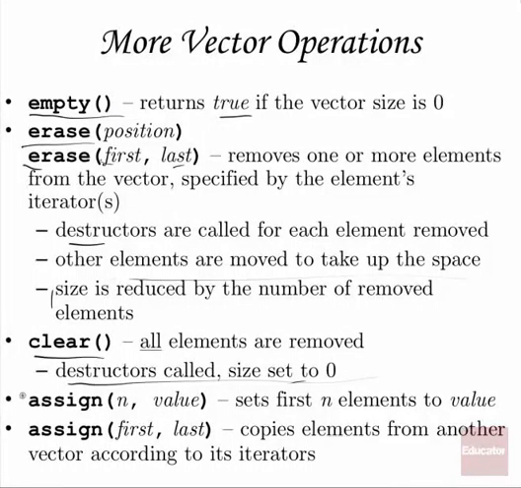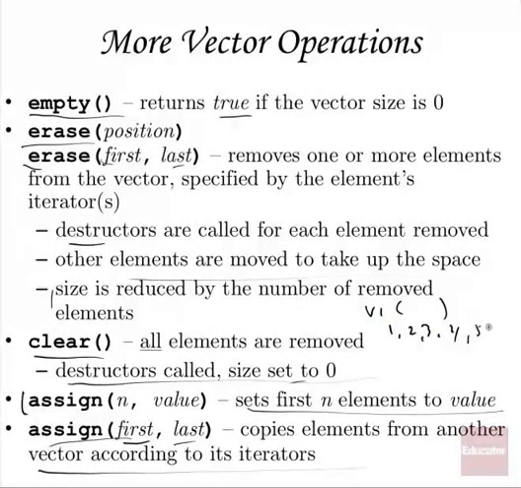Now, you can assign values, takes the first n elements and assign it to a value, or go from the first iterator to the last iterator, and copy those elements from some other vector. And so you have another vector out here. Let's say you've got v1. It's defined however it's defined. Let's say your data in there is 1, 2, 3, 4, 5, etc. And you define your iterator. Let's say it's v1.begin plus 3. That gives you your third.